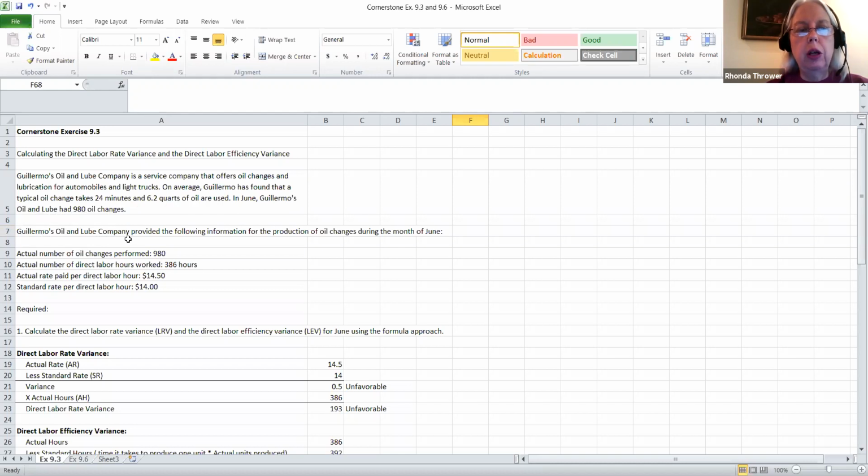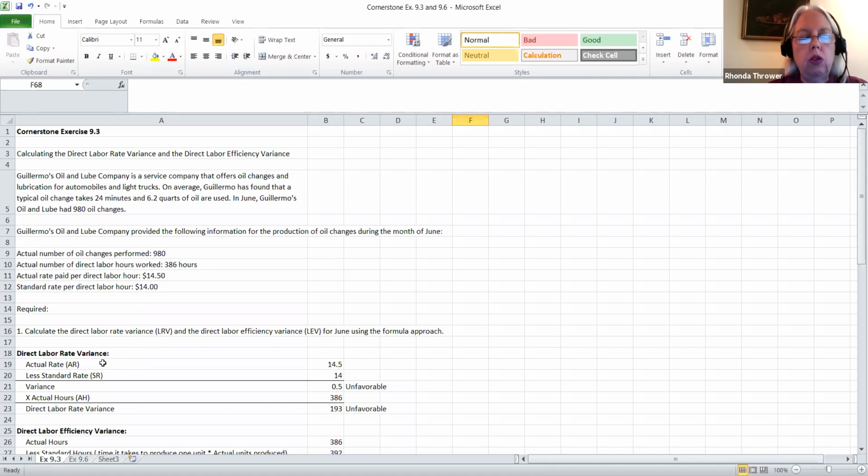Guillermo's Oil and Lube Company provided the following information for the production of oil changes during the month of June. They've given you the actual number of oil changes performed, the actual number of direct labor hours worked, the actual rate per direct labor hour, and the standard rate per direct labor hour. In part 1, they want us to calculate the direct labor rate variance.